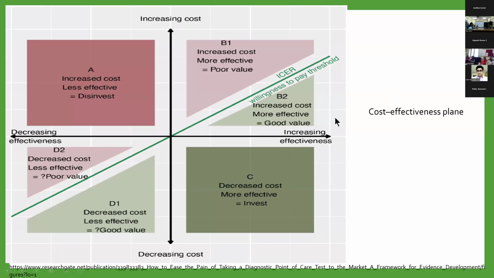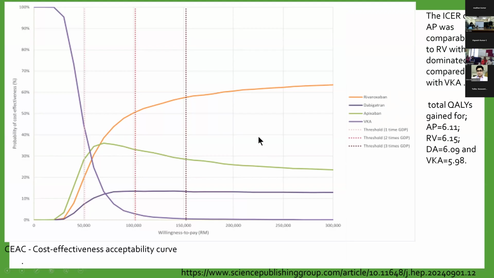You get a value of ICER. Anything below that, you are probably acceptable. Above that, you may not find value in it. Second, this is a cost effectiveness acceptability curve. This is from another study, which looked at different anticoagulation. This is vitamin K. So this tells you how much you're willing to pay.